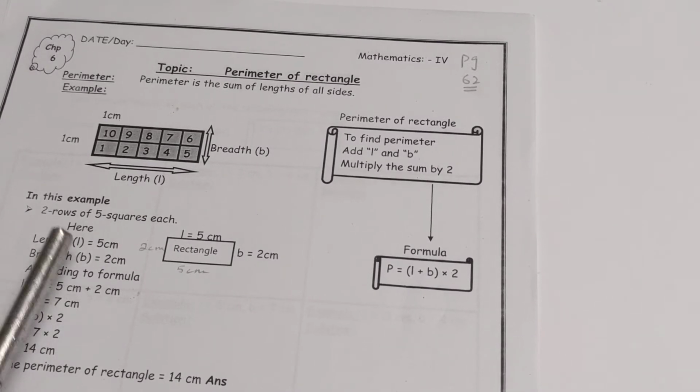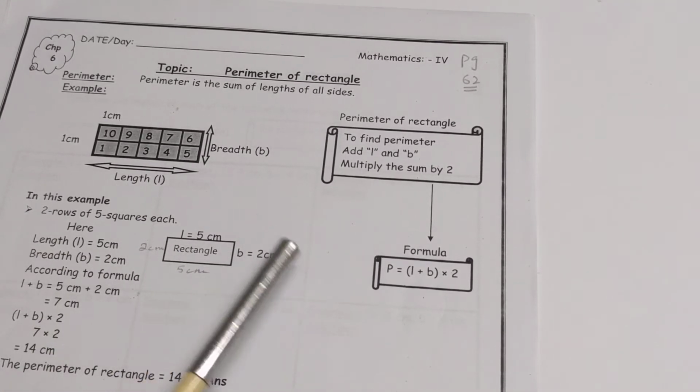How to calculate the perimeter? You will use this given formula. Add the length and breadth.